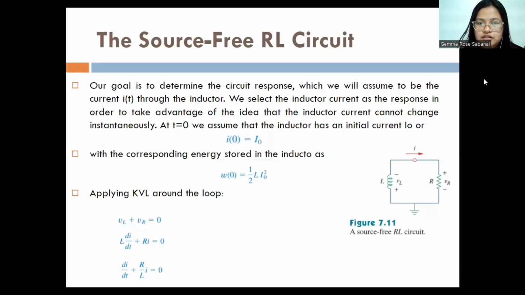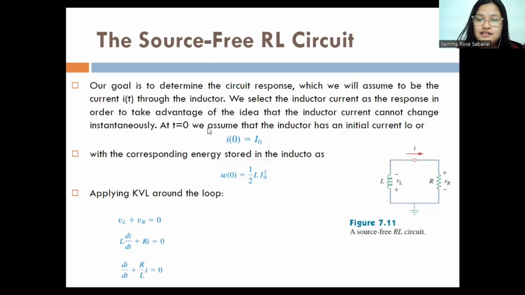So now we will proceed to discuss the source-free RL circuit. Our goal is to determine the circuit response, which we assume to be the current i(t) through the inductor. We select the inductor current as the response in order to take advantage of the idea that the inductor current cannot change instantaneously.